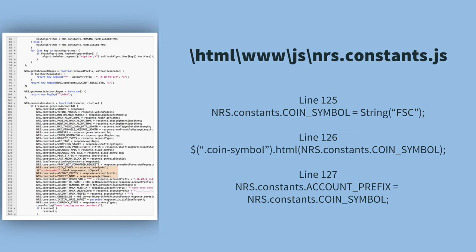Find the HTML folder. Inside that is www. Inside that is JS. And inside that, you will find the file nrs.constants.js. This is where it's going to get a little bit tricky. On the left-hand side, you're going to see 4 lines highlighted. When we're done, we're going to have 5 lines because we are going to add one.